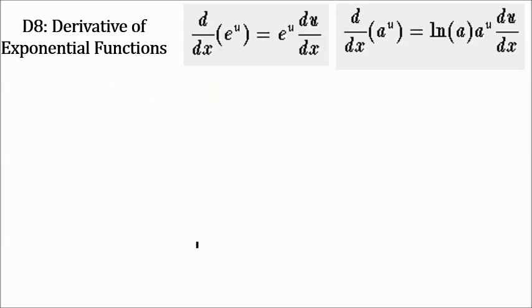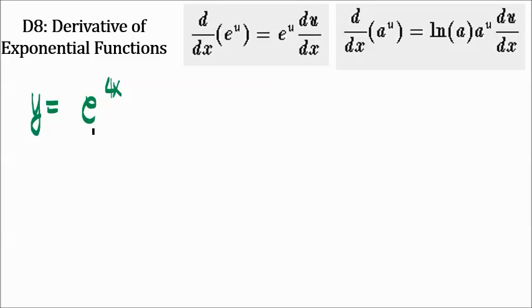Yes, sir. Okay. So now let us find the derivative of an exponential function. Okay. So we have two types of exponential functions: the e raised to u and the a raised to u. So let us first discuss the e raised to u. So for example, y is equal to e raised to 4x.